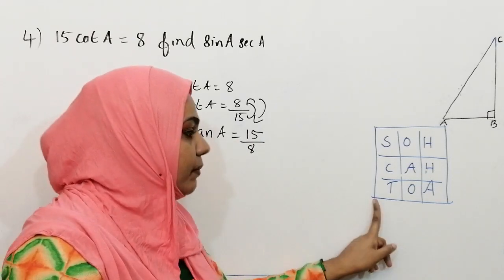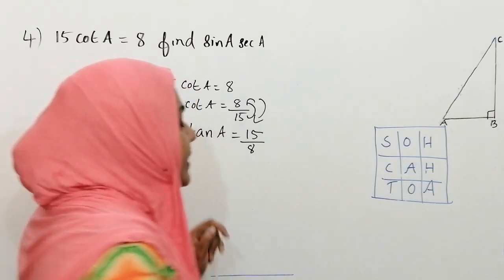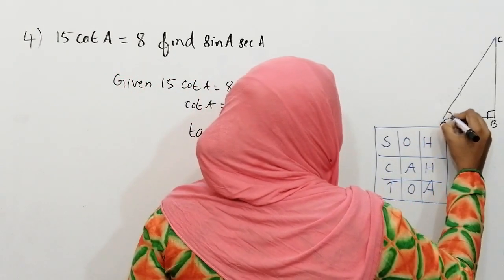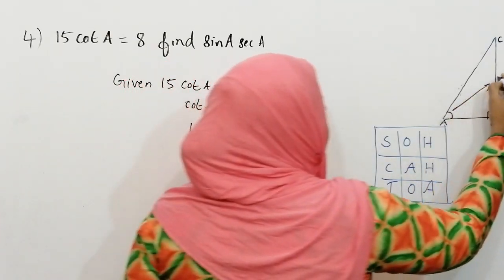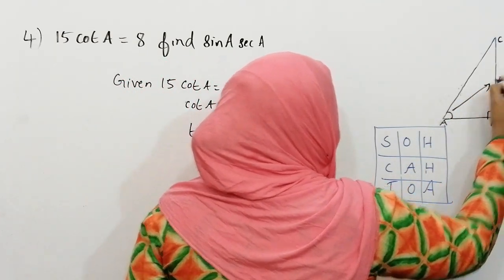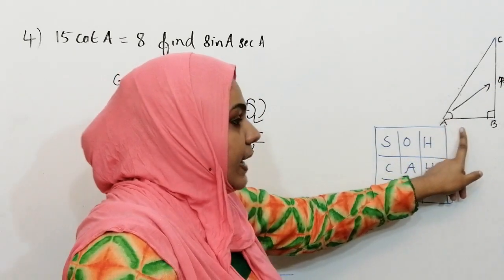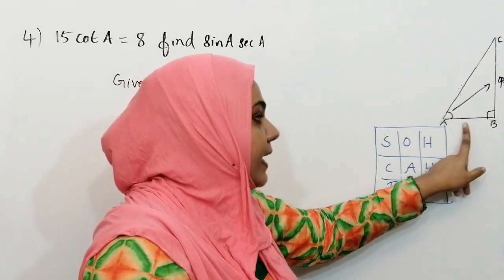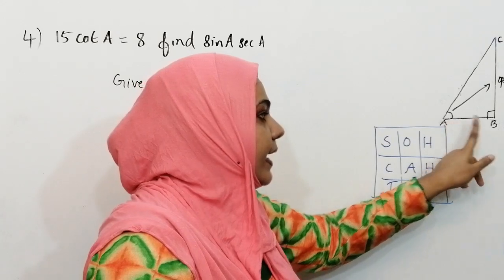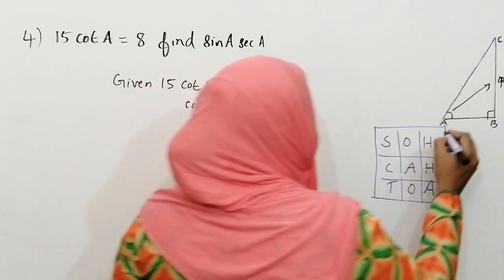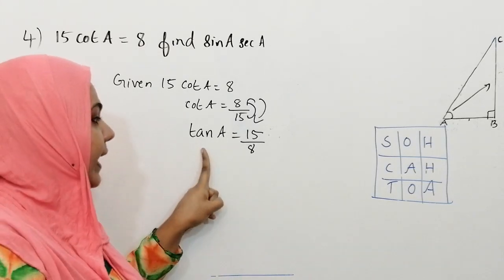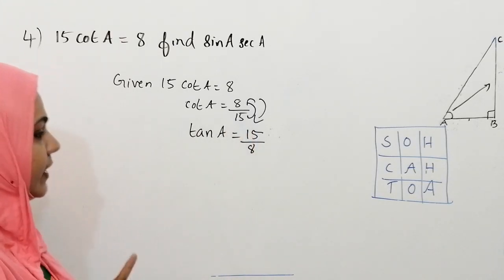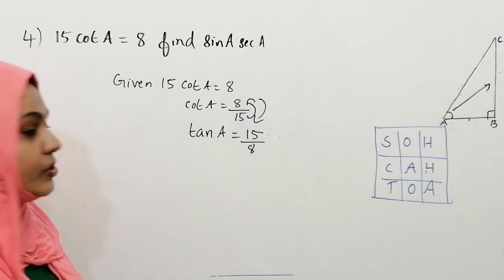You know that tan means opposite to adjacent. Here, according to our reference angle, BC is the opposite side. Adjacent side means the side which contains the reference angle and the 90 degree. So this is our adjacent side. So we found the value for tan A, that is 15 by 8. So we can substitute this in our triangle.